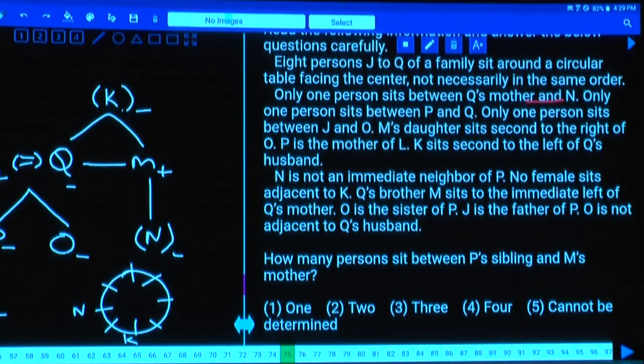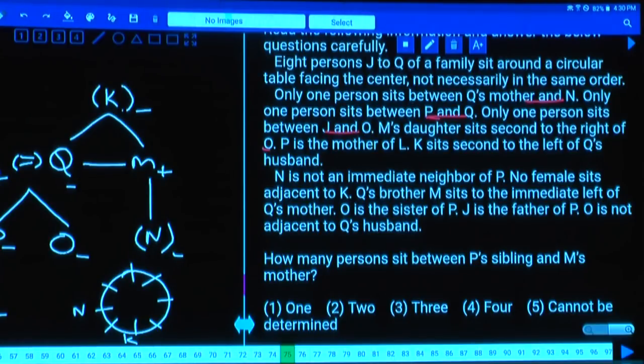Because there is no space available here, and only one person between Q's mother and N, one person between P and Q. As one person between P and Q, and only one person sits between J and O. P and O, P and Q, J and O, there must be exactly one person. M's daughter sits second to the right of O. Who is M's daughter? N.